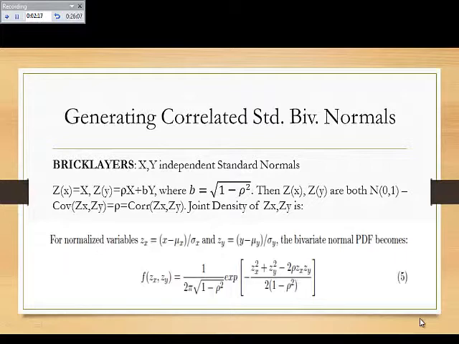So the joint density of Zx, Zy is exactly as before. It is the standardized correlated density, which we have already seen the formula for. So I've just duplicated it here.